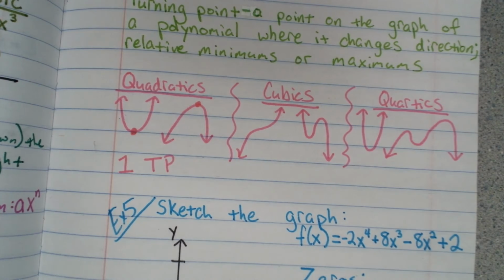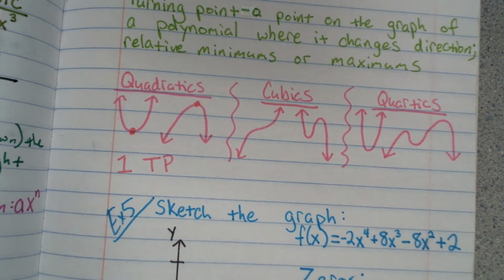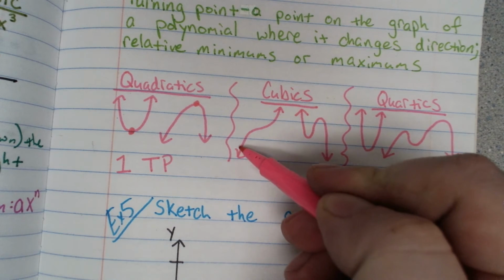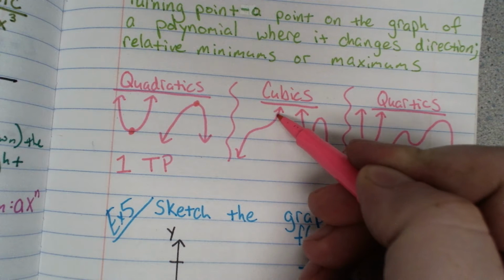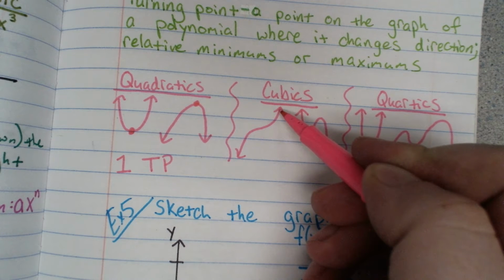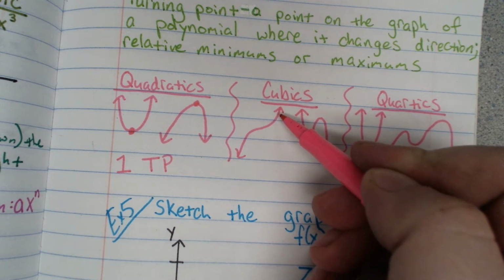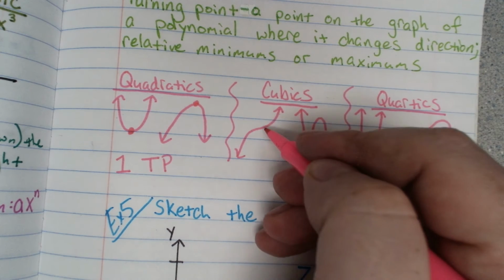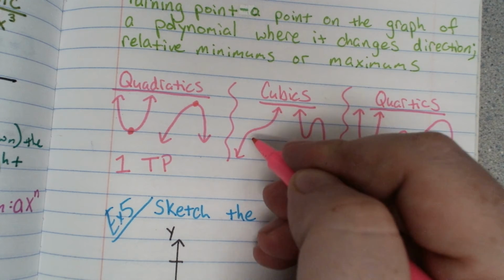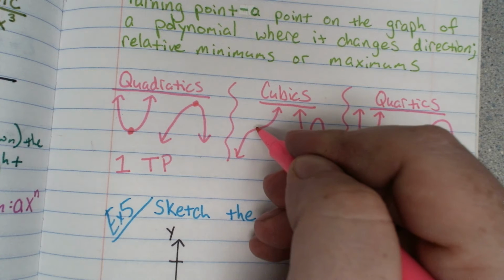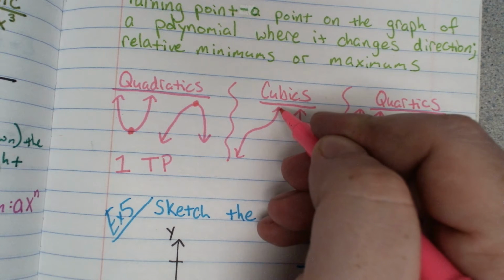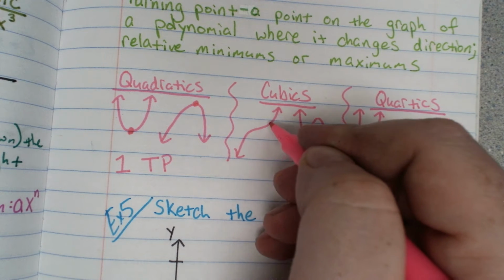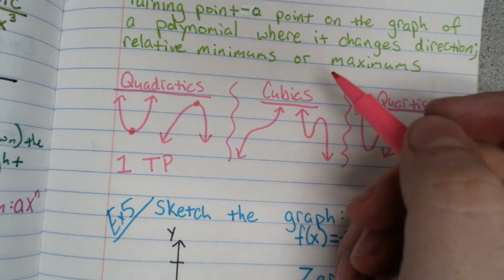Minimum, maximum there. Cubics are a little bit different. We could have something that looks like the parent function here, and that actually has no turning points. So there are some cubic functions that have 0 turning points. This is not a turning point here. It kind of changes the way it is moving, but it is still traveling up at all times. So that is not a turning point.